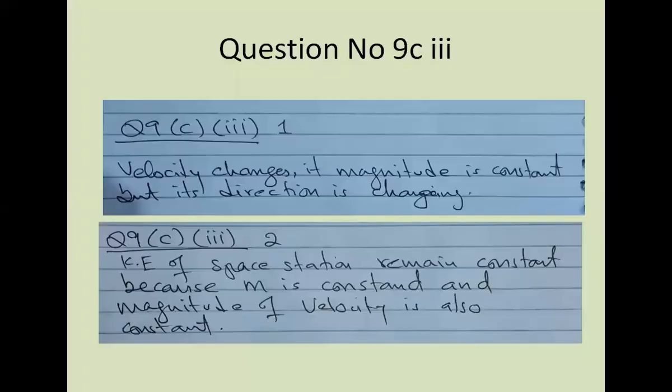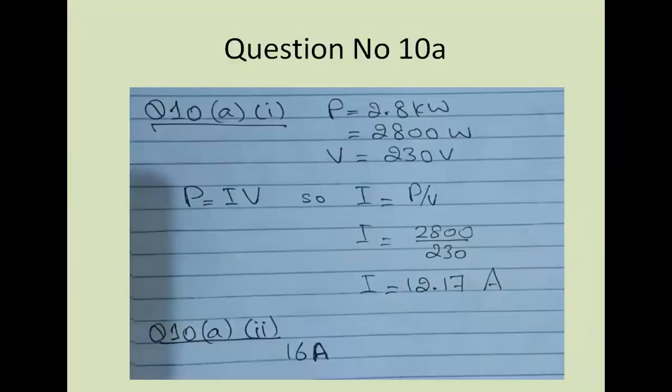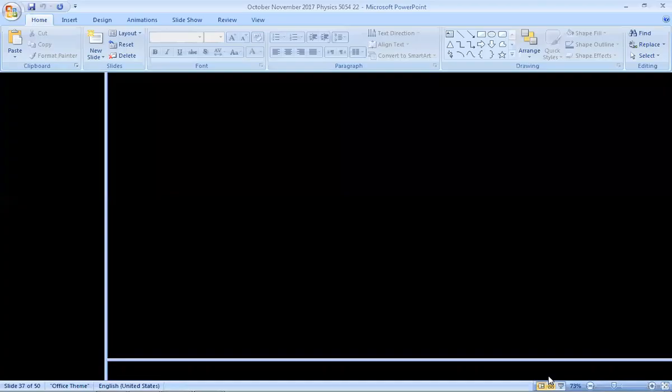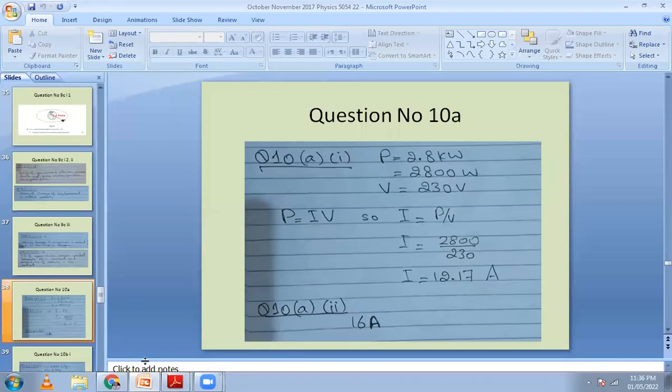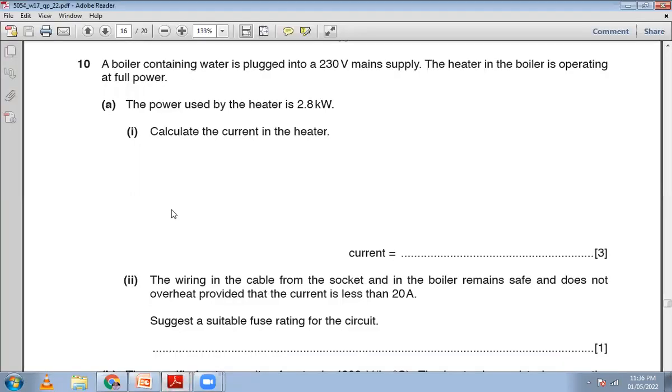Okay, so here we go. The power is 2.8 kilowatts. I will convert it into watts by multiplying it by 1000. It will become 2800 watts. The voltage is 230 volt. The formula for the electric power is P equals IV. I will be equal to P divided by V. I equals 2800 divided by 230. And that will be 12.17 ampere, just like 12.2 amperes. So the current will be 12.17 ampere. Let's move to the next part.